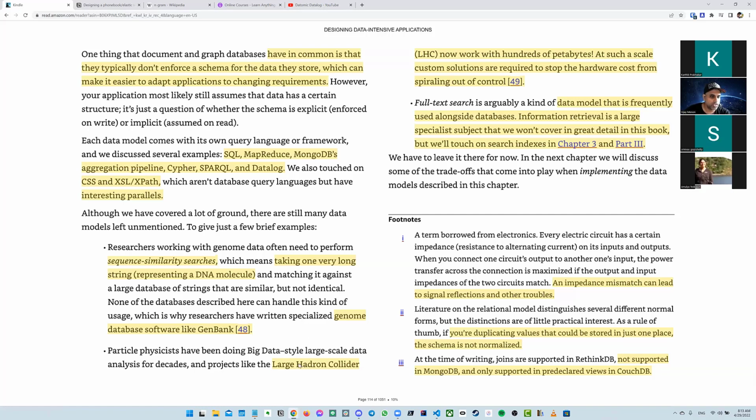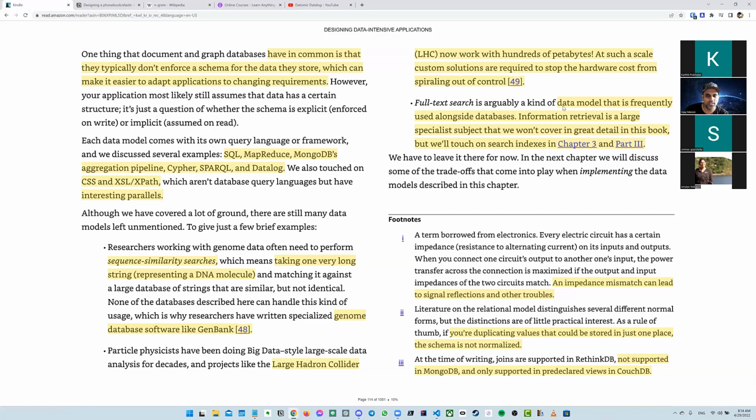Particle physicists have been doing big data for decades using projects like the Large Hadron Collider, and that works with hundreds of petabytes, which is super huge data. At such scale, custom solutions are required to stop the hardware costs from spiraling out of control. So this is where your budgets go for your military.